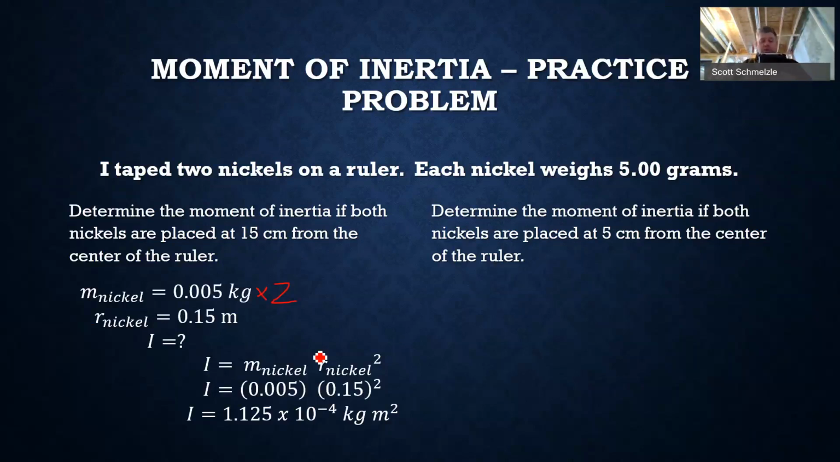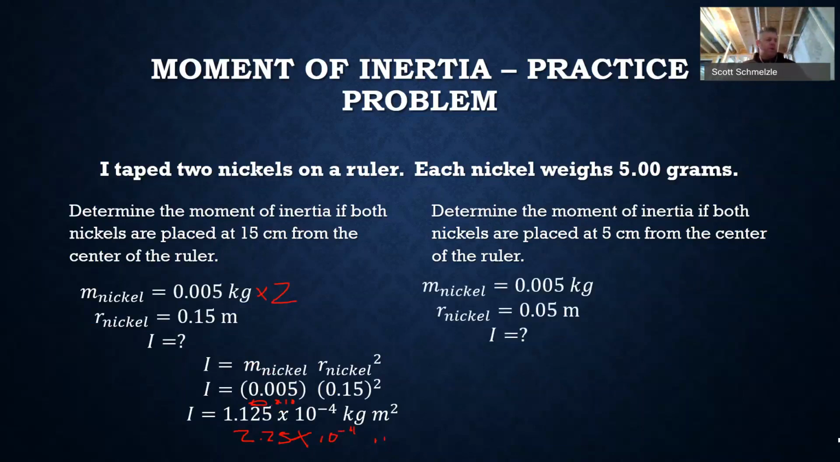So my answer here is actually 1.125 times 10 to the negative fourth, times 2. It is actually 2.25 times 10 to the negative fourth, and then same units. Because I've got two nickels here, both at the exact same spot, the mass will be 0.010. Sorry about that, folks. I remembered that from looking at everything I was doing and forgot to put it.